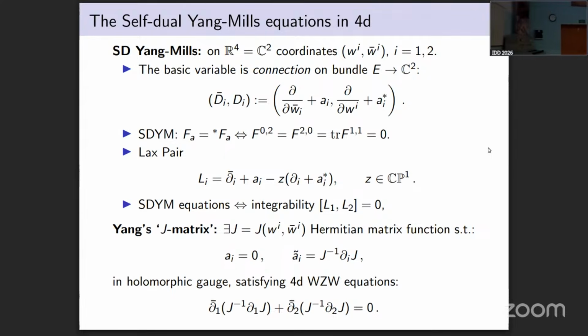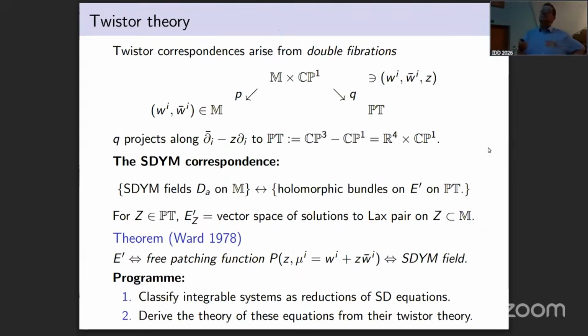Okay, so those are the self-dual Yang-Mills equations. And just very briefly, how do they fit into a twistor correspondence? Well, these twistor correspondences arise from a double fibration. So it's simple to see where it might come from.